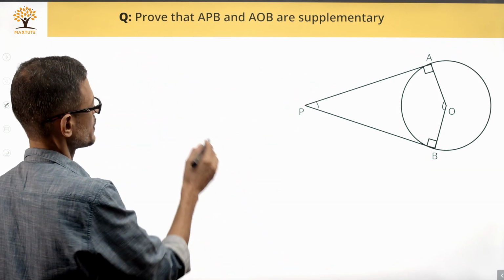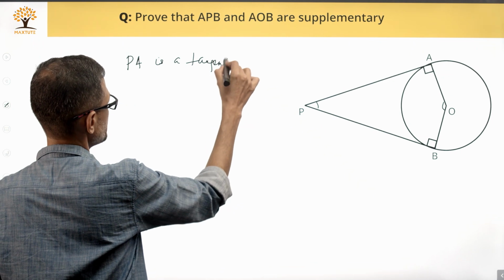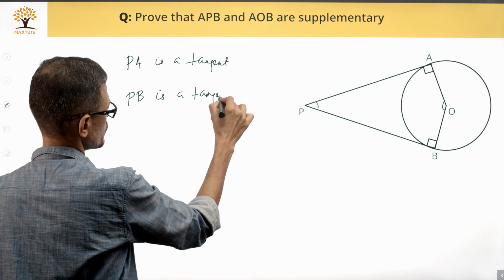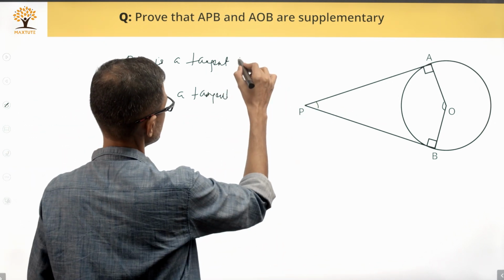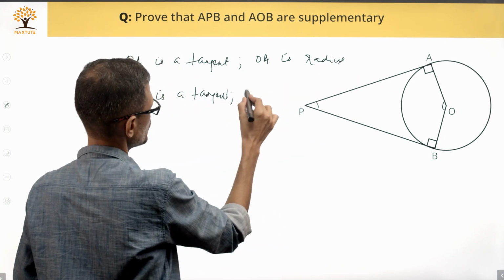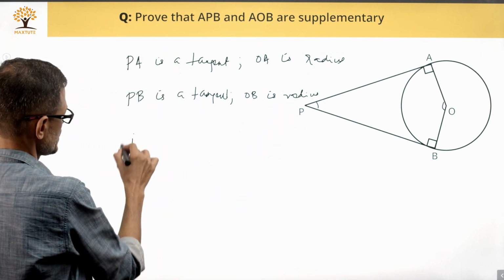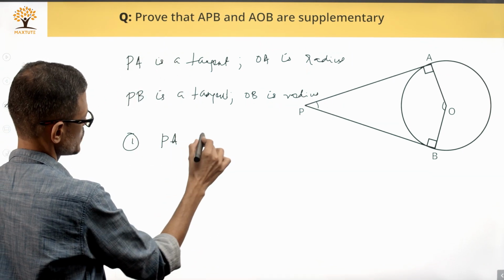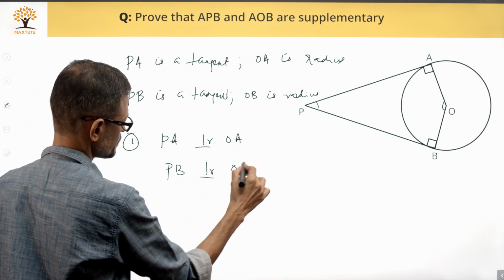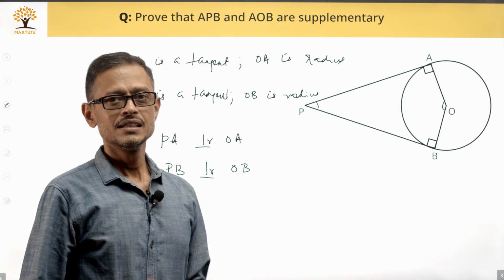First thing what I marked is what we are going to say. PA is a tangent, PB is a tangent, and it's very clear that OA and OB are radius. OA is radius and OB is also radius. Therefore, the first thing that we are going to establish is that PA is perpendicular to OA and PB is perpendicular to OB. So these two angles, you mark them as 90 degrees. That is done.